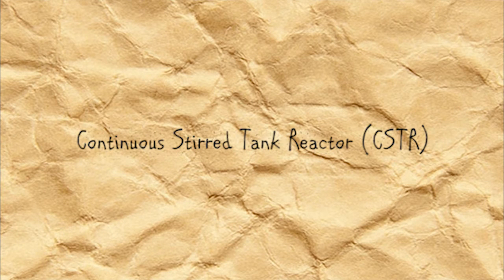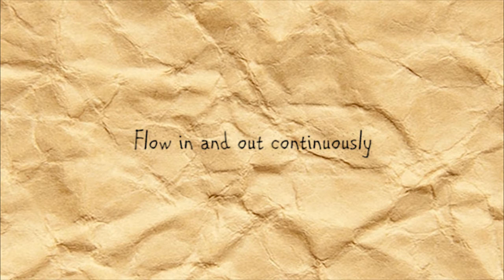The reactor used in this experiment is a continuous stirred tank reactor, which operates in steady state. This CSTR consists of a tank which operates at constant volume. Additionally, in a CSTR, the reactants and products flow in and out continuously. Furthermore, the CSTR design consists of a feed and exit stream to introduce the reactants and remove the products.